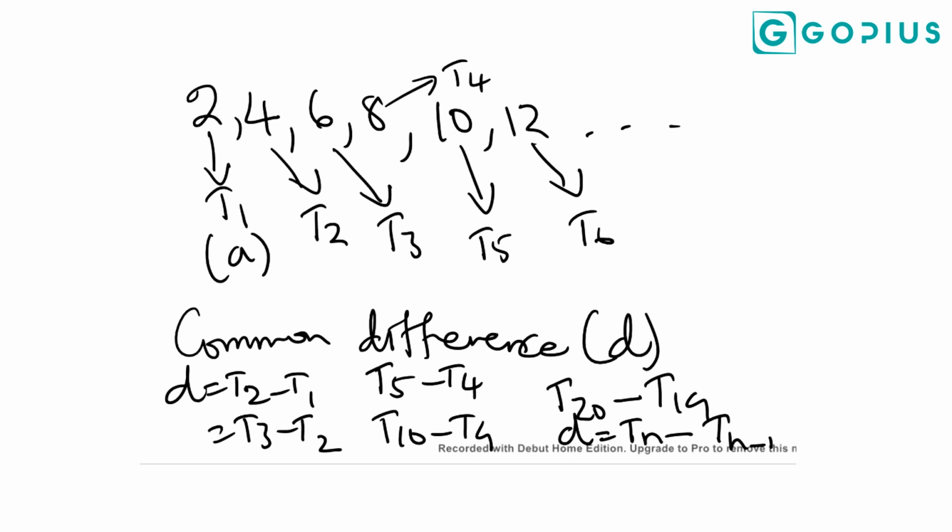An example is what you have on the screen: 2, 4, 6, 8, 10, 12. The difference between 2 and 4 is 2 because 4 minus 2 is 2. The difference between 4 and 6 is 2, between 6 and 8 is 2, and between 10 and 12 is 2 because 12 minus 10 is 2. So this sequence is called the linear sequence or the arithmetic progression. The linear sequence is characterized by a constant common difference.